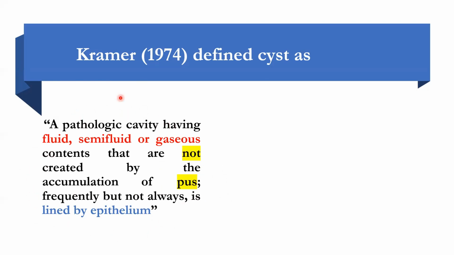When you're understanding the definition of any pathology, a lot of things come into the picture. So you understand that it is a pathological entity which is like a cavity in appearance, what its contents are, its etiology is not by the formation of pus, and histopathologically it is lined by epithelium. And that is the reason why, students, you must know the definition of a pathology. It makes your life easier to remember the other things which are related to the pathology.